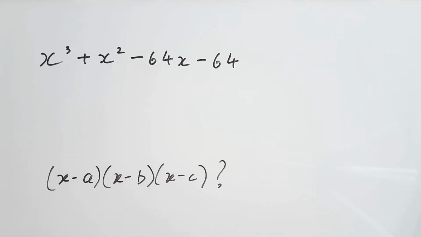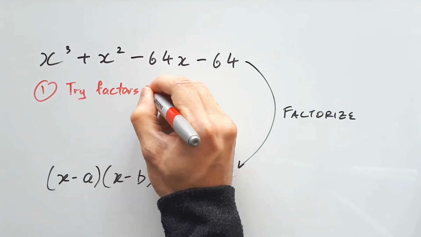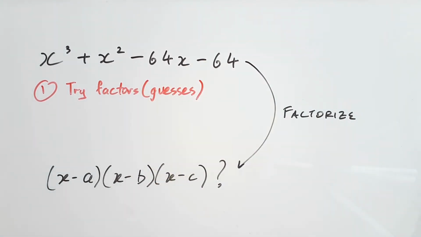Okay, this video is about taking a polynomial and factorizing it into 2 or 3 brackets. And the way you need to go about doing this is to do it in 3 steps. First, by just trying some factors based on the constant at the end. So like in this case, negative 64. So you want to guess something.